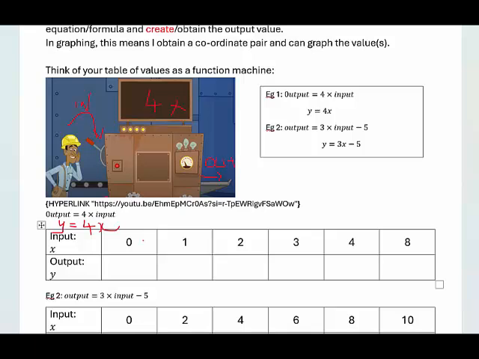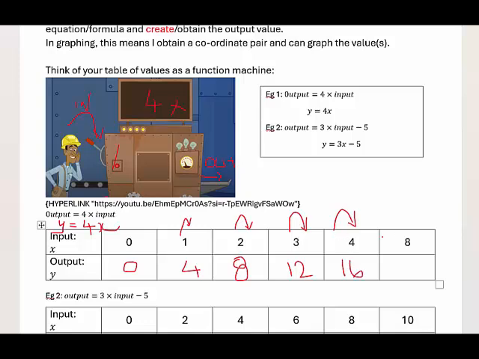Alright, so what you do is you grab 0 and you put it in the box, push the lever, 4 times 0 is 0. Okay, in this case we're going to put 1 in. 4 times 1 is 4. You're going to put 2 in. 4 times 2 is 8. You're going to put 3 in. What comes out? 4 times 3 is 12. You're going to put 4 in. 4 times 4 is 16.